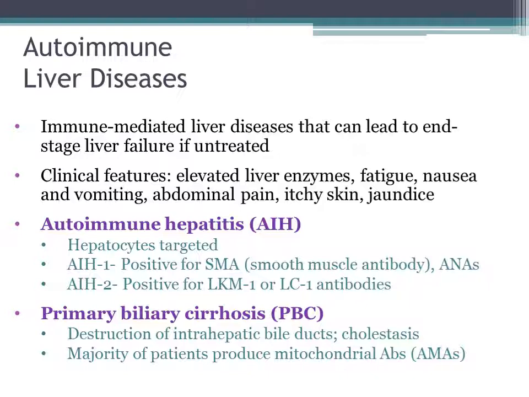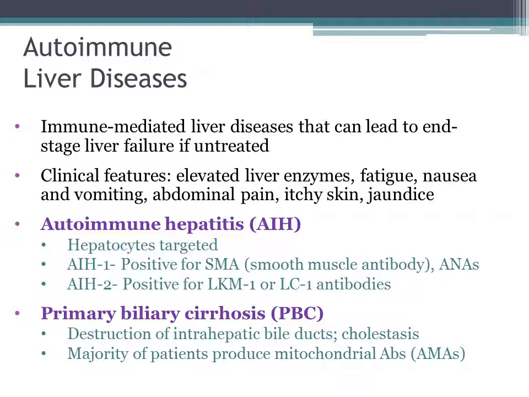Autoimmune liver diseases can lead to end-stage liver failure if they're not treated. Clinically, we would find elevated liver enzymes, fatigue, nausea and vomiting, abdominal pain, itchy skin, and jaundice, the yellowing of the skin and the mucous membranes. In autoimmune hepatitis, the hepatocytes are targeted, and there are a few autoantibodies that are typically seen. The most characteristic diagnostic antibody for autoimmune hepatitis is anti-smooth muscle antibody.